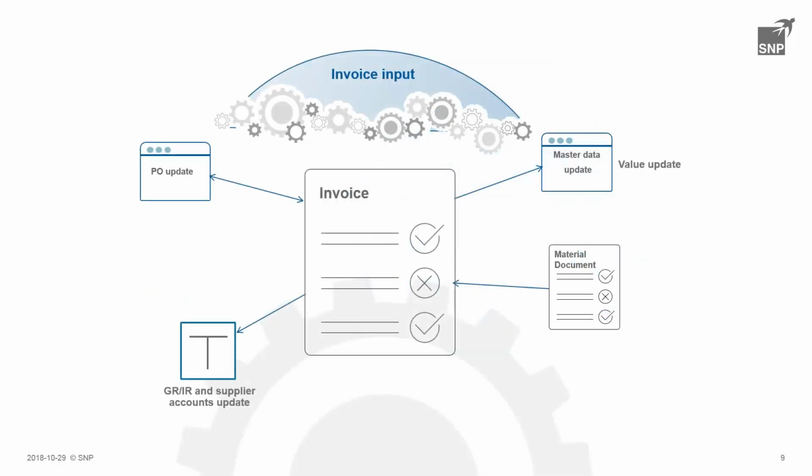Each of invoices is posted on company code level. Posting of invoice generates relevant postings on financial accounts, supplier account, and goods received, invoice received clearing account. Product's value is also updated in the background, as well as purchase order history, closing purchasing process from SAP MM perspective.